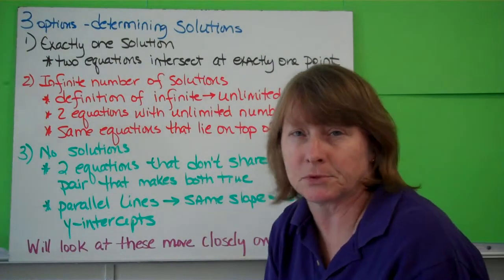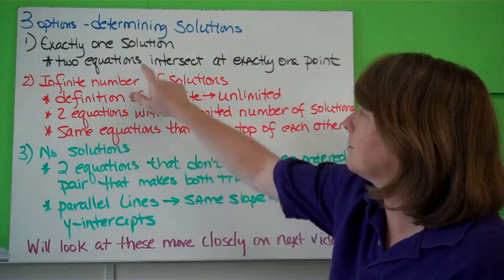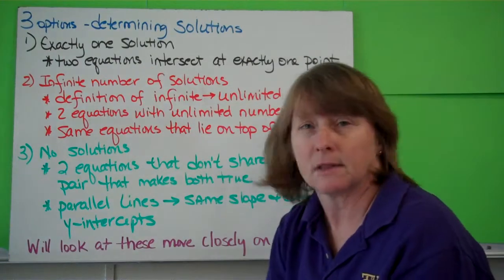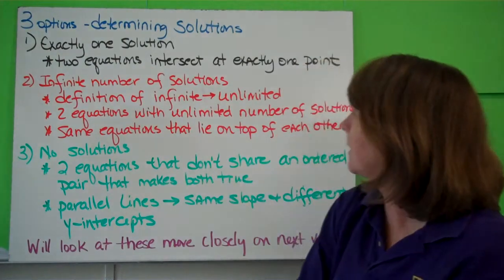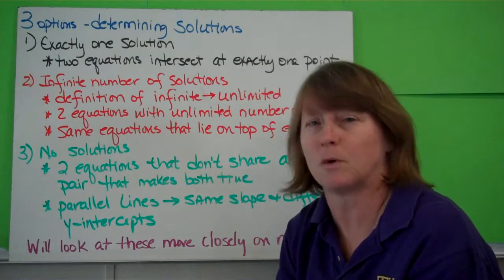So we have 3 options when we're determining solutions. There can be exactly one solution. That's what the previous example was. You have 2 equations that intersect at one point.